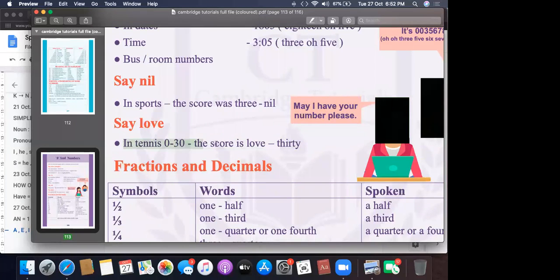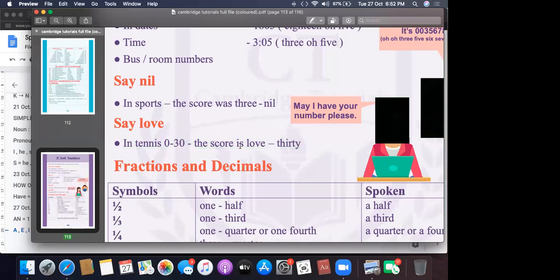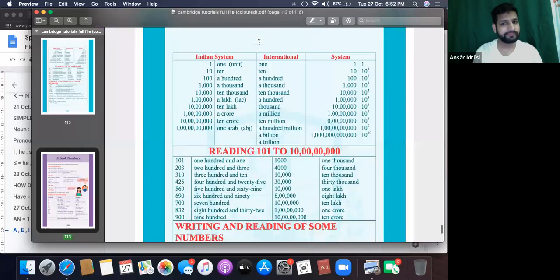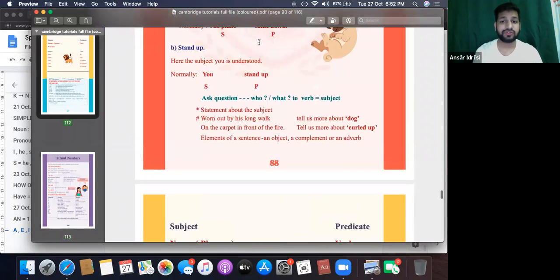Next, love. We say love in tennis. Correct. The score is love 30. The score is 3 love, etc. We use duck in cricket. Getting it? So you should know all these things, my dears. So this is what numbers.